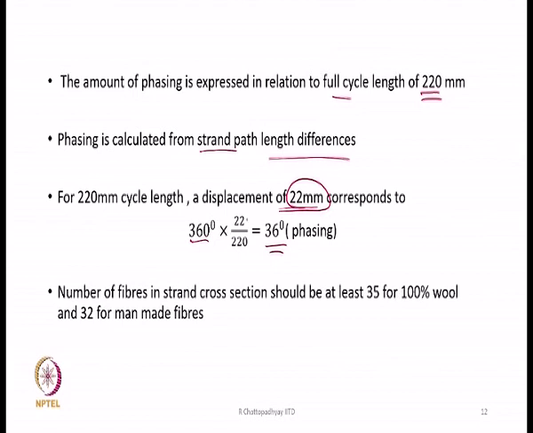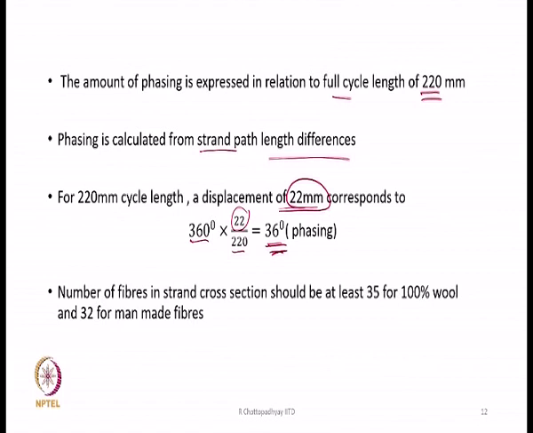and therefore, for 22 millimeter path length differences, the phasing in terms of angle is going to be 360 by 220 into 22, which will give you a value of 36 degrees.